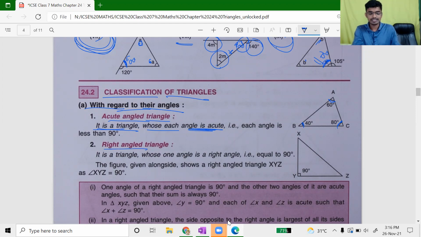The very next point is the right angle triangle, whose one angle is a right angle. Right angle means how many degree, beta? 90 degree. When a triangle has a 90 degree angle, we call it a right angle triangle. It is simple, no rocket science. There is nothing difficult to read, it is very simple. Yes or no? Yes, sir.